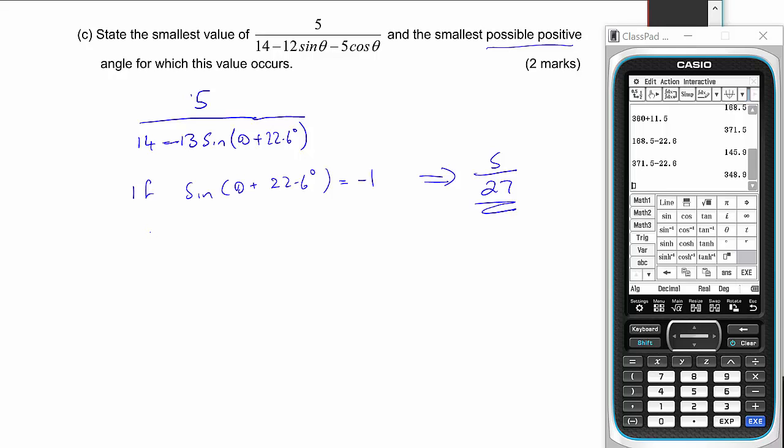Now, when will that occur? Well, that will occur when theta plus 22.6 degrees is equal to 270 degrees. That's the first time sine takes the value -1. So we're just going to do 270, take away 22.6, which is 247.4.